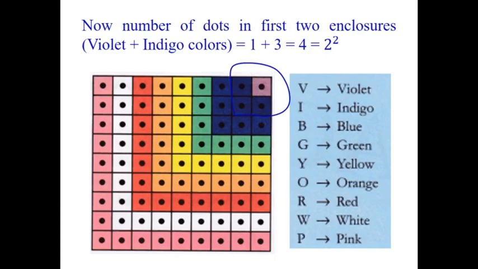Now number of dots in first two enclosures, that is violet plus indigo colors, that is equal to 1 plus 3 is equal to 4, or that can be written as 2 square. So here we have taken two odd numbers 1 plus 3, so the sum is 2 square.